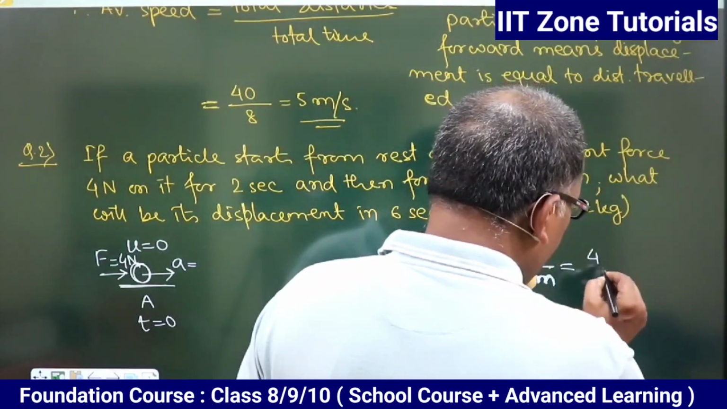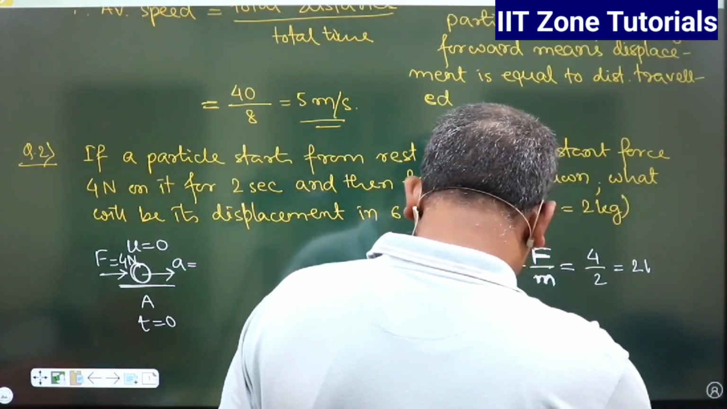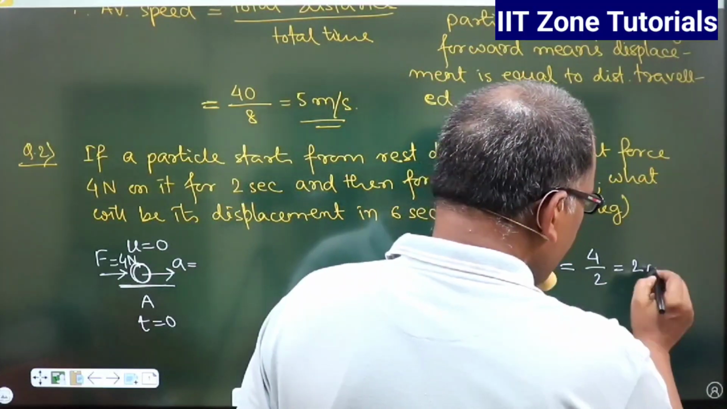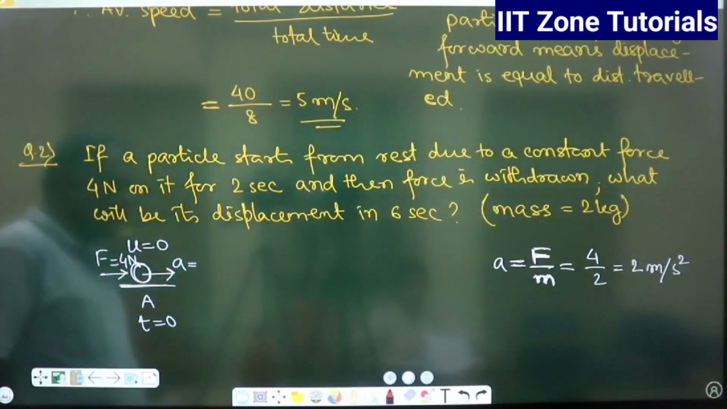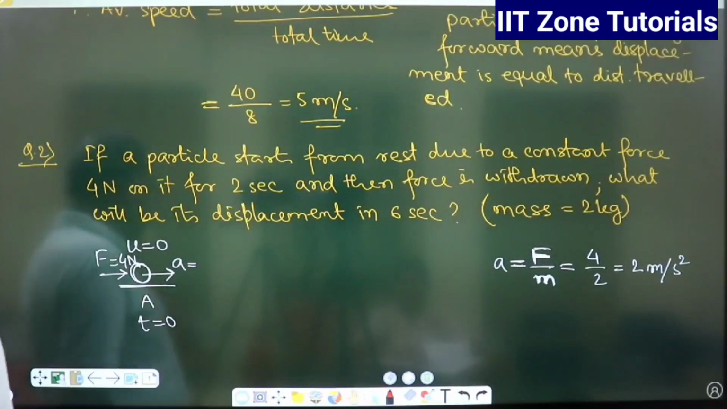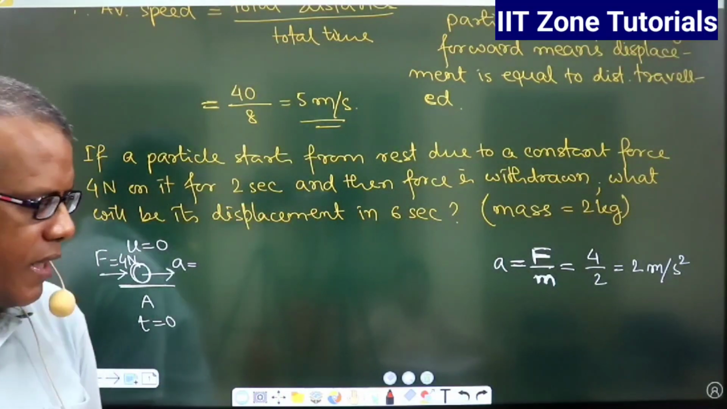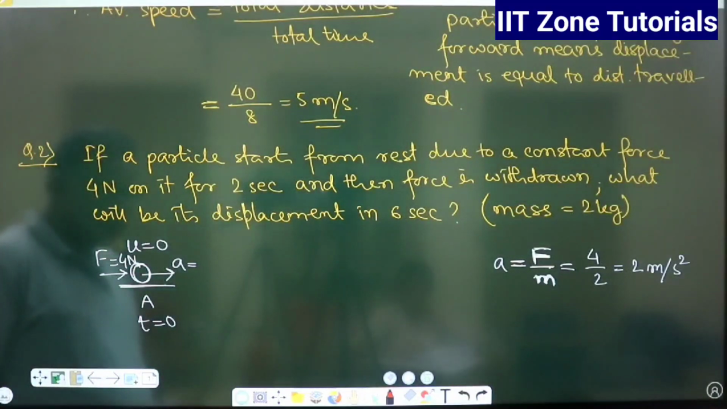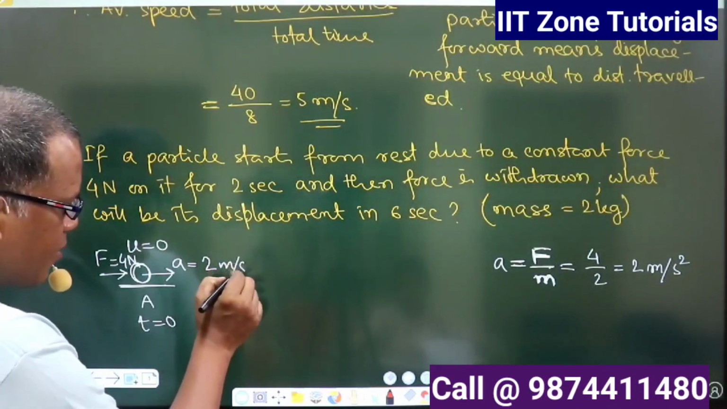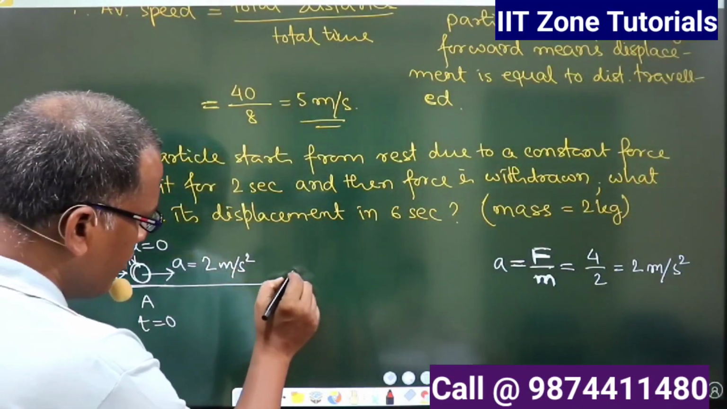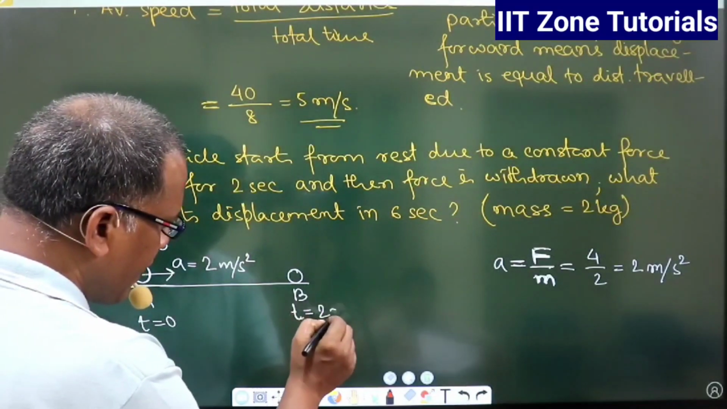So F is 4 Newton, mass is 2 kg. So the acceleration will be 2 meter per second square. Yes or no? The acceleration produced can be written as 2 meter per second square. Are you getting me? So due to this acceleration of 2 meter per second square, it will continue moving to another position, which is the instant of 2 seconds.